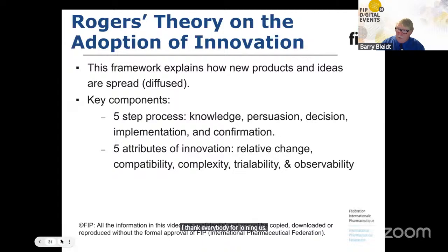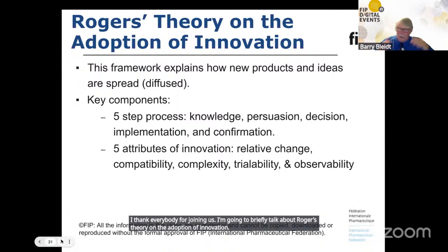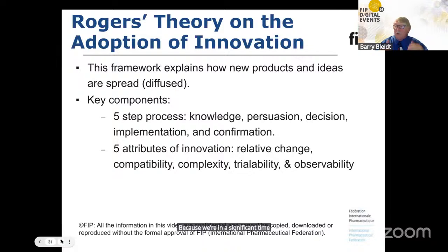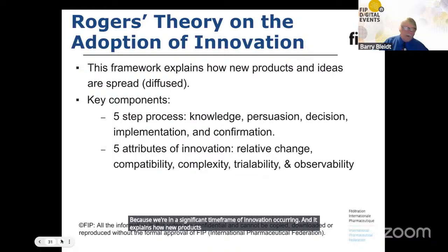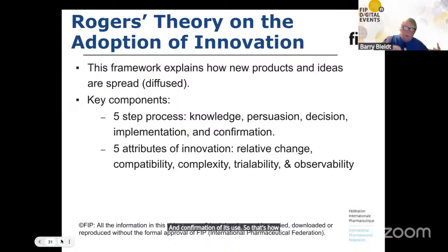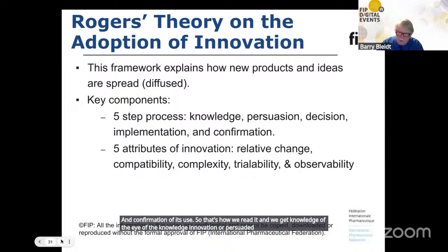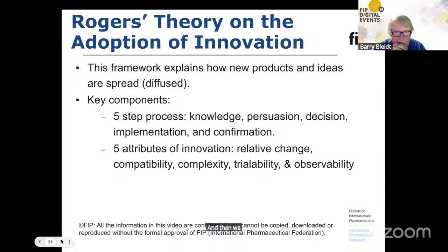I'm going to briefly talk about Rogers' theory on the adoption of innovation, because we're in a significant time frame of innovation occurring. It explains how new products and ideas are spread, diffused, through our profession and through society. The five components, as you can see, are knowledge, persuasion, decision, implementation, and confirmation of its use. So that's how we look at it: we read it, or we try to get knowledge of the innovation. We're persuaded to use it. We make that decision, then we implement the use of it, and then we confirm that we've done it.